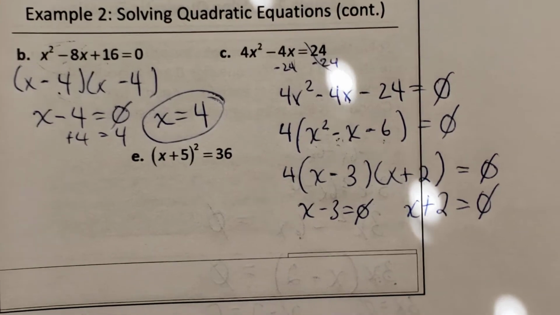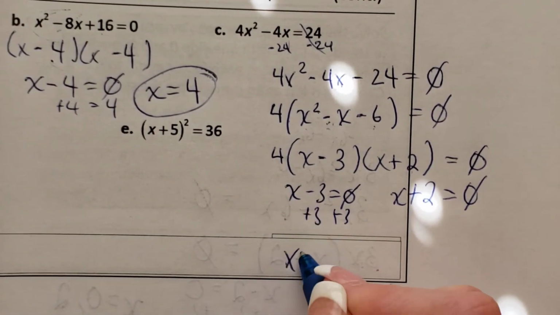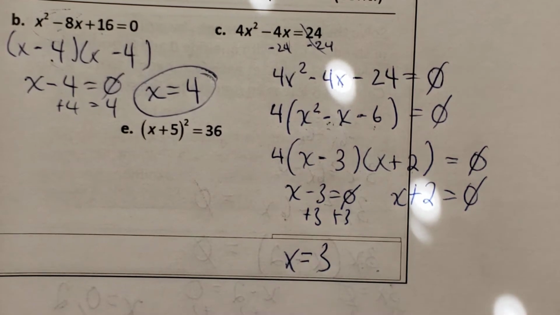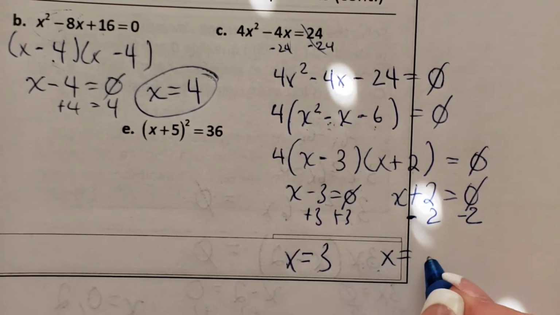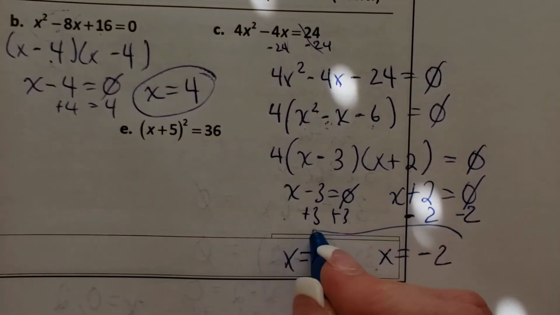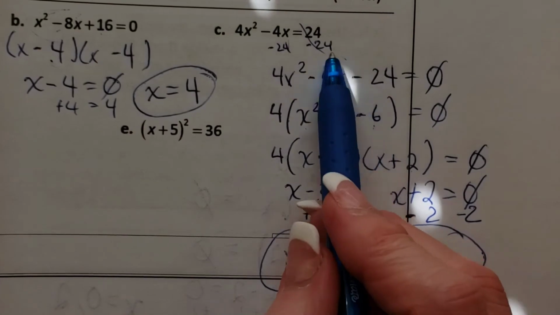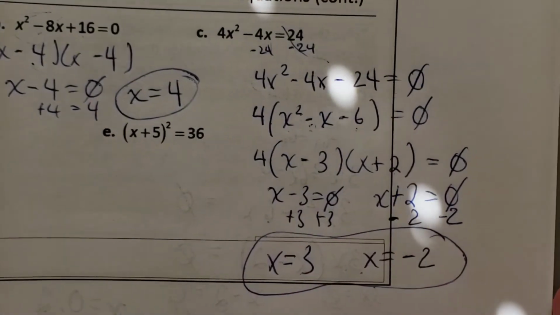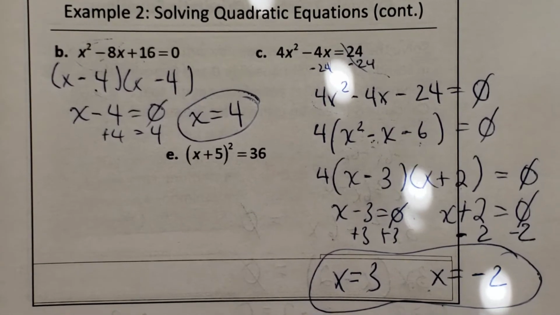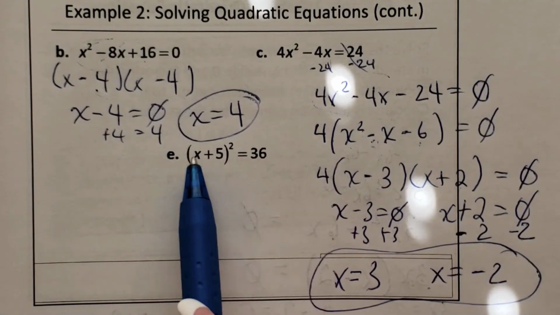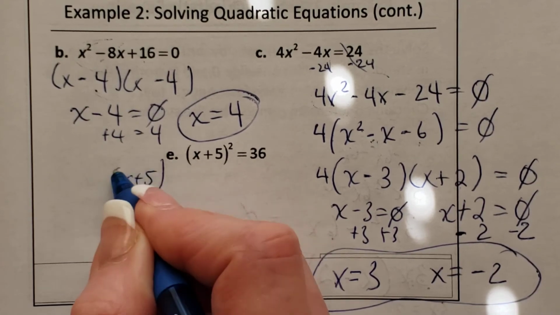So I'm going to add 3 to both sides. So x could be equal to 3. Here I'm going to subtract 2 from both sides, so x could also be equal to negative 2. So if x were negative 2 or 3, this equation would be correct. All right, letter E. I'm going to square x plus 5, just like it says, x plus 5 squared.